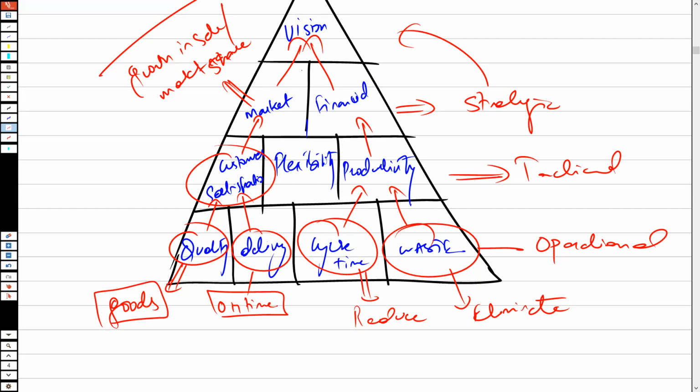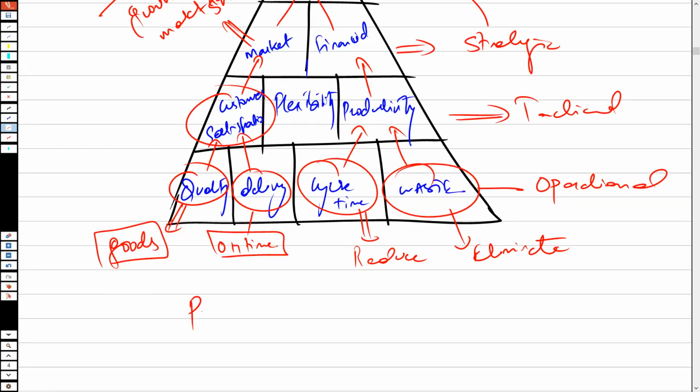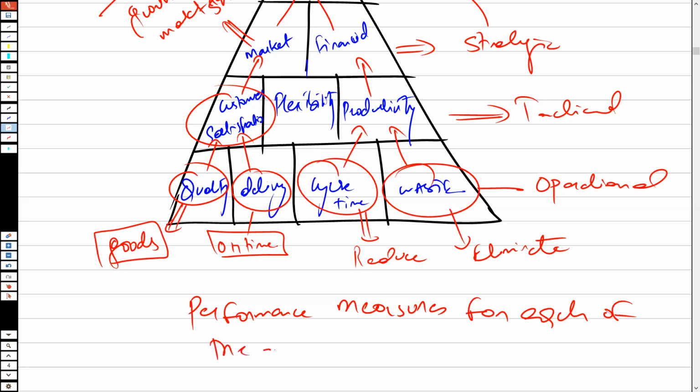Now, whenever you apply the performance pyramid to any organization, what you do is that you introduce performance measures for each of the above. The performance pyramid actually requires you to introduce performance measures for each of the different levels of the organization.